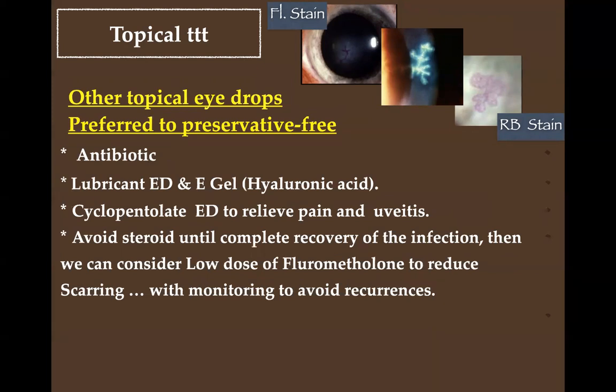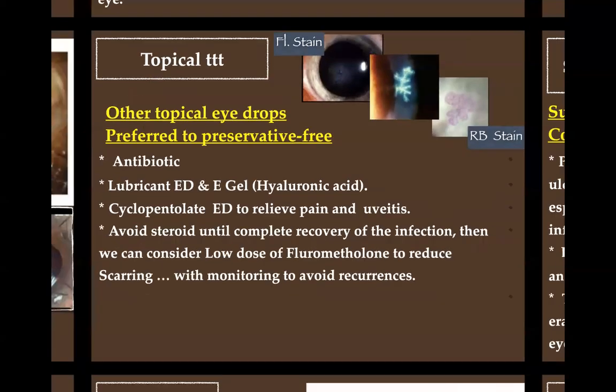Other topical eye drops are preferred to be preservative-free, like antibiotic, lubricant eye drops, and gels like hyaluronic acid, cyclopentolate to relieve pain and uveitis. Avoid steroid until complete recovery of the infection. Then we can consider a low dose of fluorometholone to reduce scarring, with monitoring to avoid recurrences.